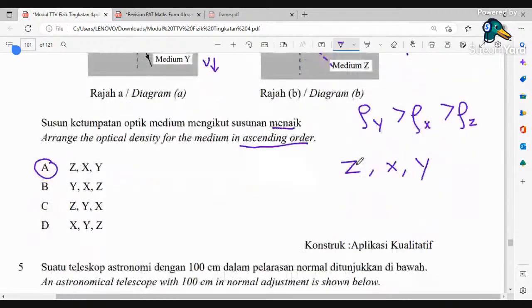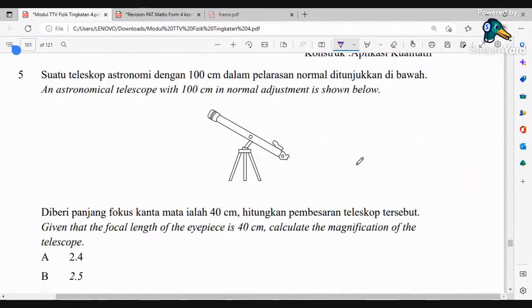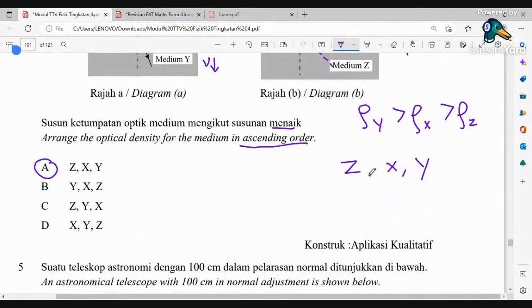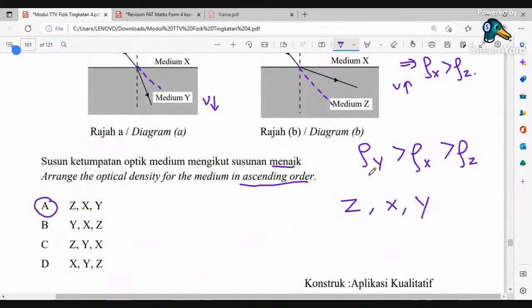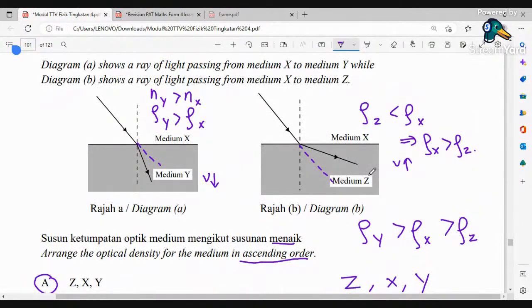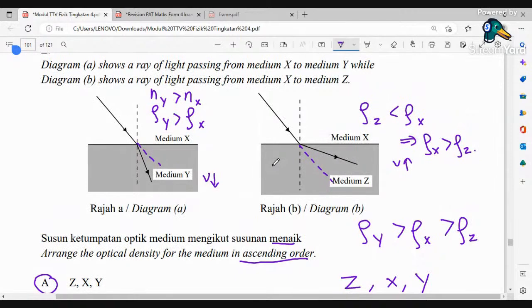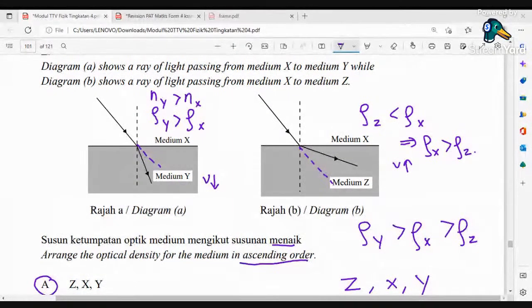Number 5. Betul ke ni ascending? Betul. If suddenly you do not agree with me, you also can write in chat. Boleh tulis di chat sana.